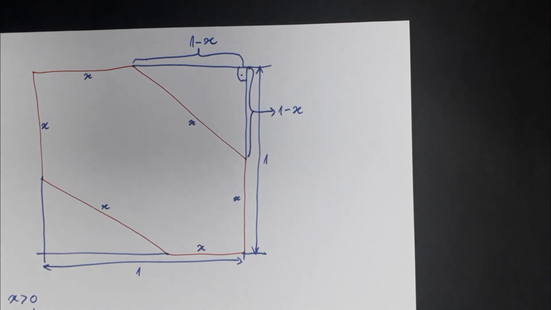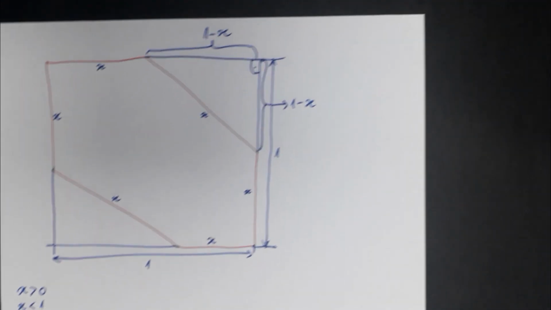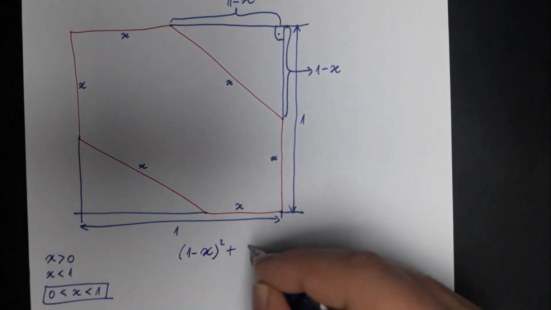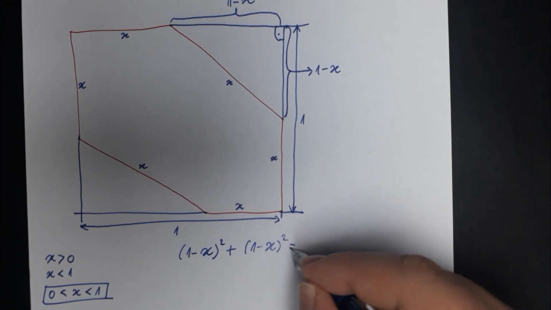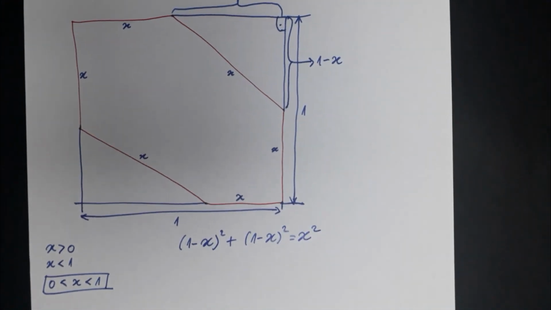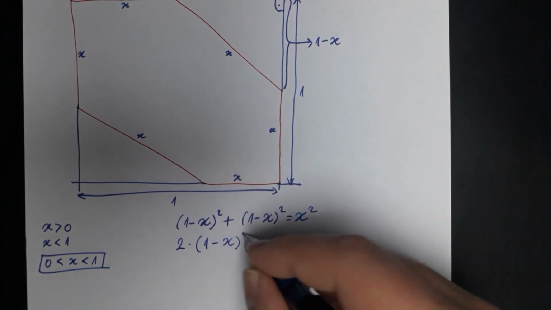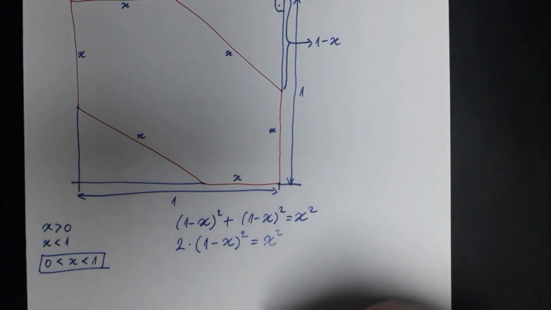Now we know everything that we need for the Pythagorean theorem. The Pythagorean theorem claims that the square of the hypotenuse is equal to the sum of the squares of both catheti. Mathematically speaking, in our case, that means that (1 minus x) squared plus (1 minus x) squared is equal to x squared. That means that 2 multiplied by (1 minus x) squared is equal to x squared.